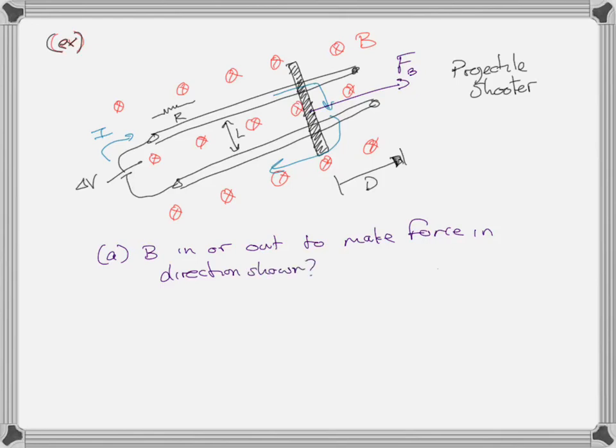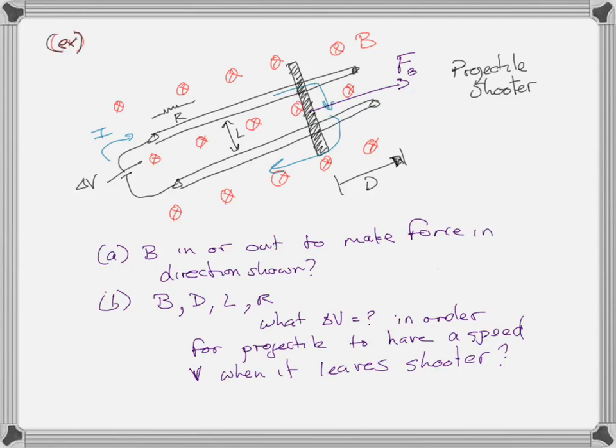Then we're going to say the given quantities: for a given magnetic field, for a given distance to the end, for a given L separation between the rails, for a given R resistance, what delta V should I set in order to have the object leave the projectile shooter at a speed of v?